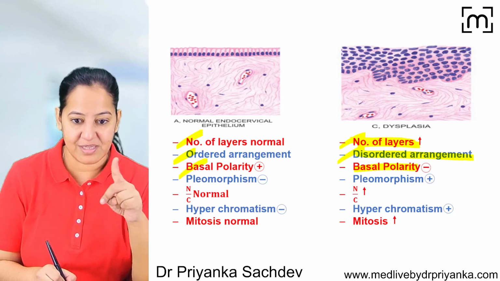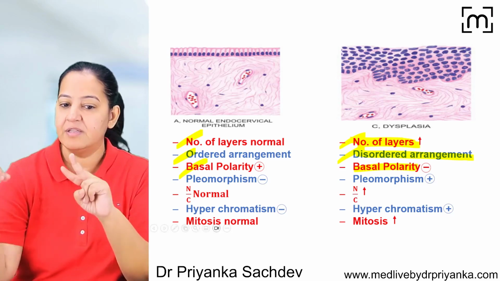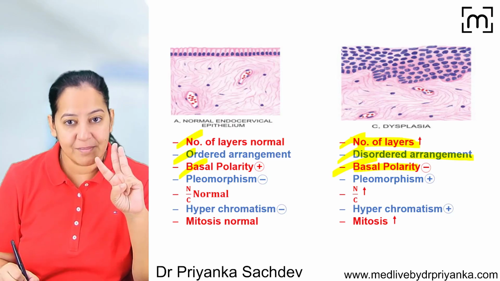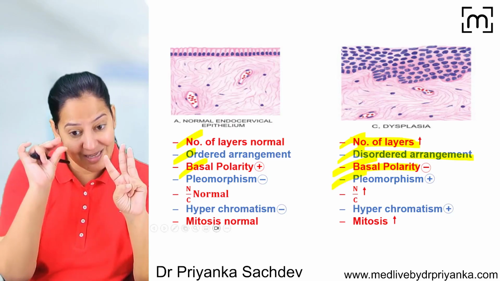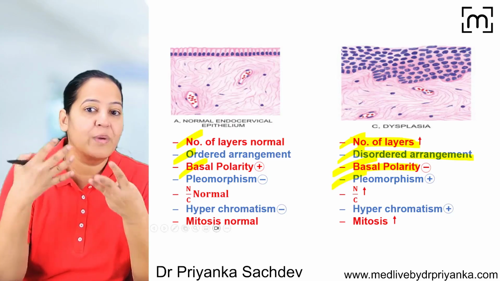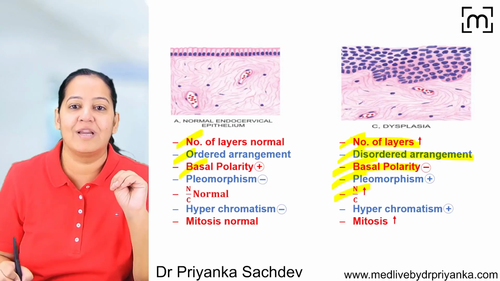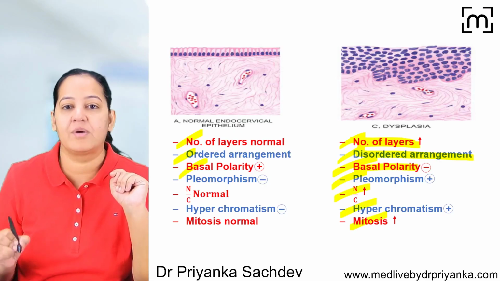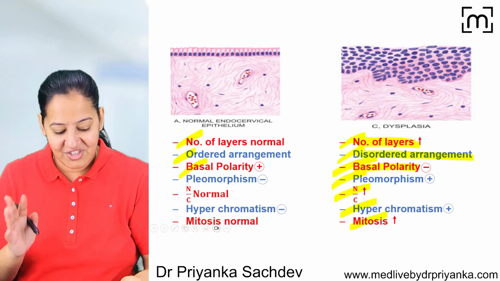Normally basal polarity is present. The nucleus is towards the basement membrane. Here the nucleus is away from the basement membrane. So basal polarity is lost. Pleomorphism is present. That is, some cells are small, some are large. That is variation in size. NC ratio is increased. The nucleus becomes dark in color. That is hyperchromatism. And mitosis is more. So these are the 7 changes of dysplasia.